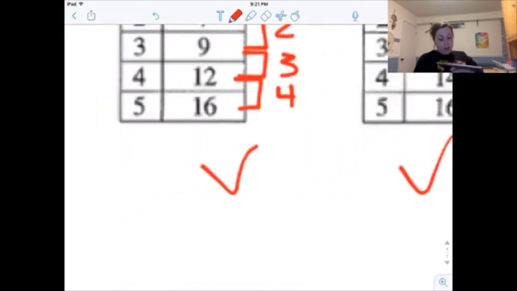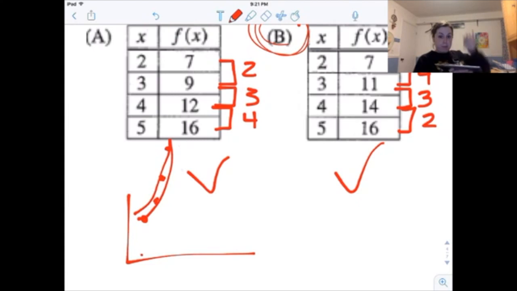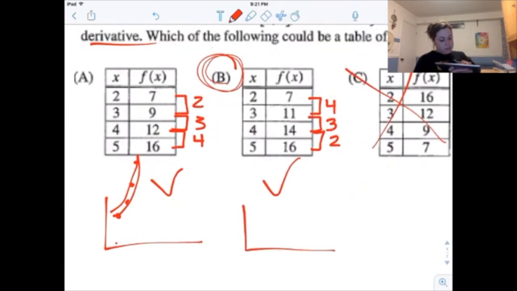Now, if you're in doubt, graph it. So, okay, 2, 7, 3, 9, 4, 12, 5, 16. That's going to start making that kind of curve up, right? Versus 2, 7, 11, 14, 16. That's going to start making that kind of curve. So graph them if you're not sure.